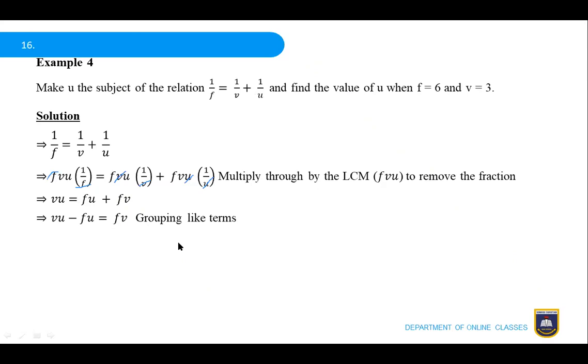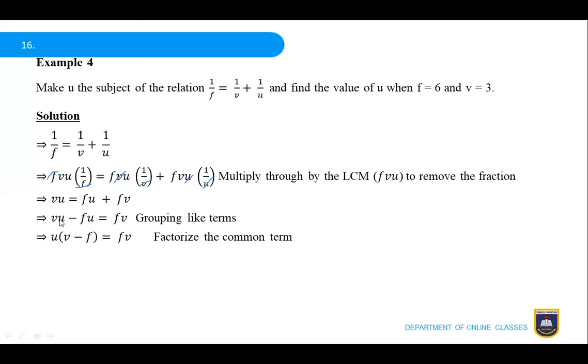We group the like terms. Now u is appearing in two of the expressions, so we need to factorize. That is the next step. If you factorize, then we have u outside the bracket. In the bracket, we have v minus f.